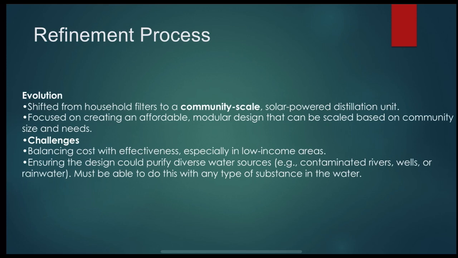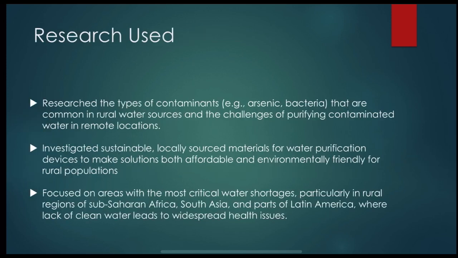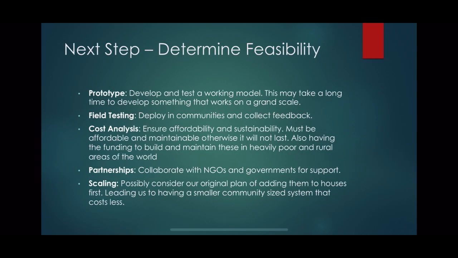For the research, we had to know what harmful pollutants would be in the water that we needed to get out of the water to make it safe. We had to investigate sustainable, locally sourced materials, making it cheaper to build and better for the environment, especially in rural areas. Then we had to focus on areas with water shortages in general. Some places have worse water situations, like rural regions of Africa and Asia.